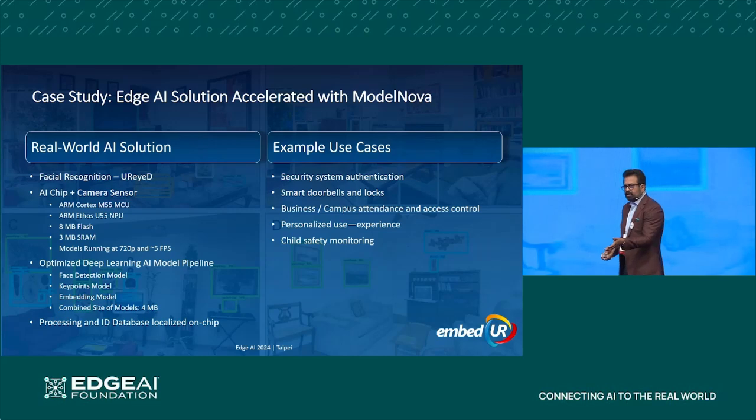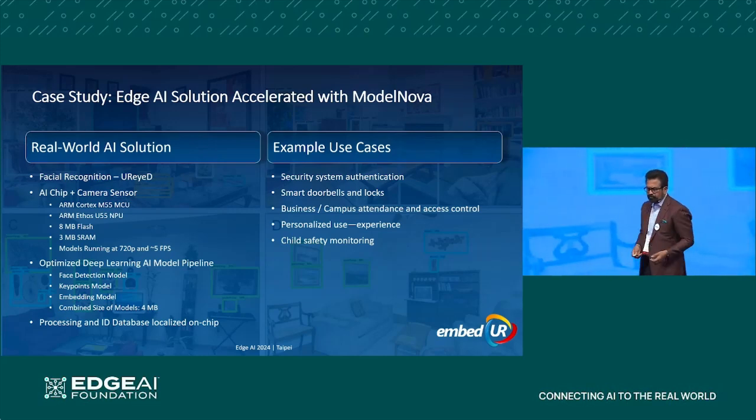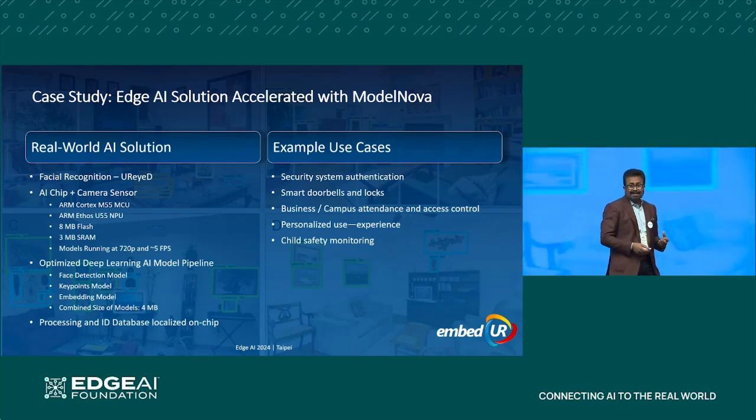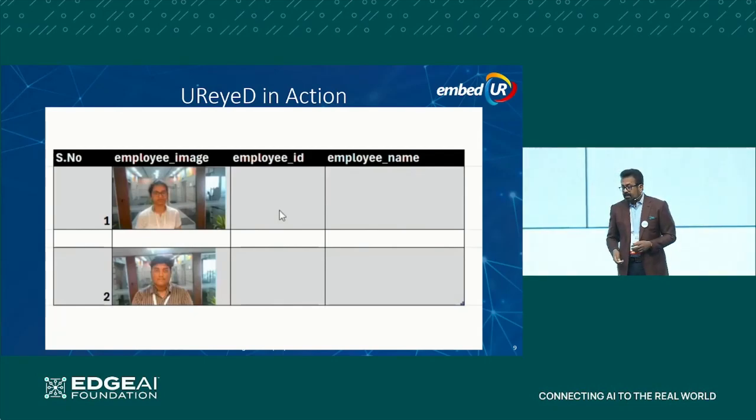And this is one of the solutions that we have created for our customer. And this operates on an M55 MCU ARM Cortex with 8 meg of flash and 3 meg of RAM. This is a detection system where you can enroll 1,000 people without even accessing the cloud. And it'll be able to detect it.